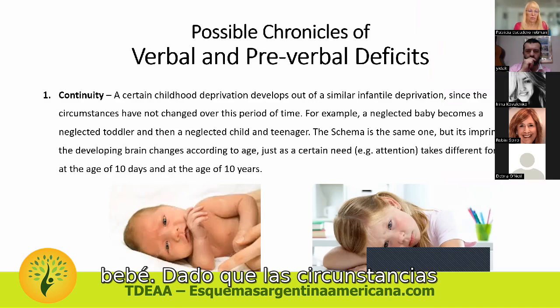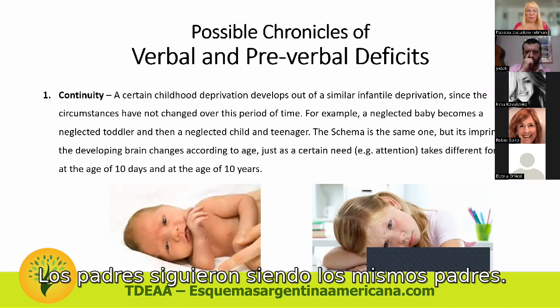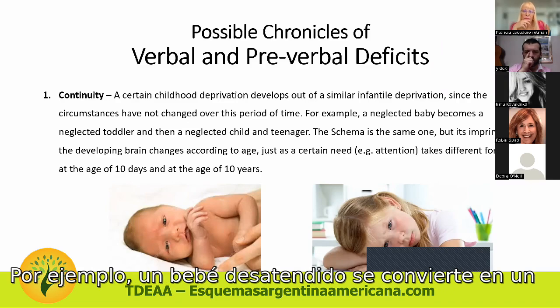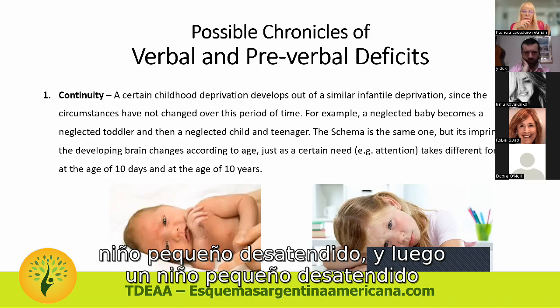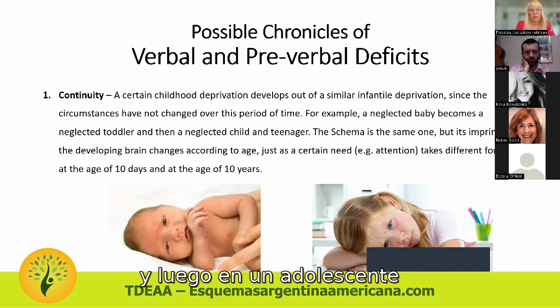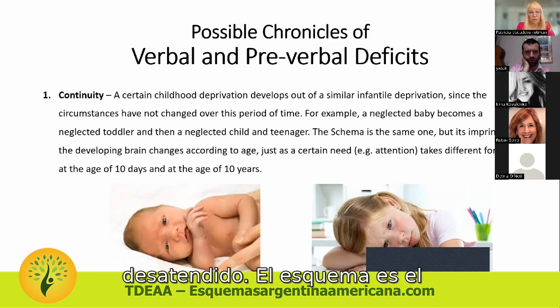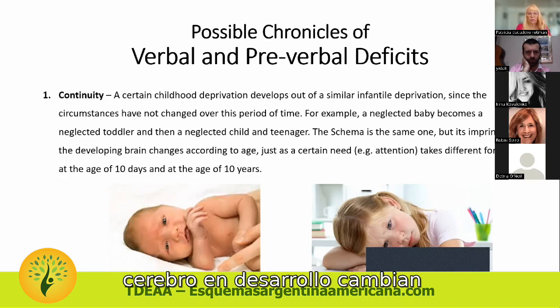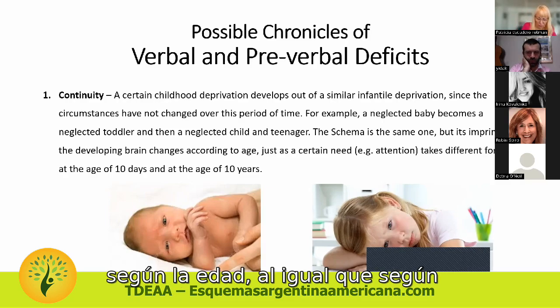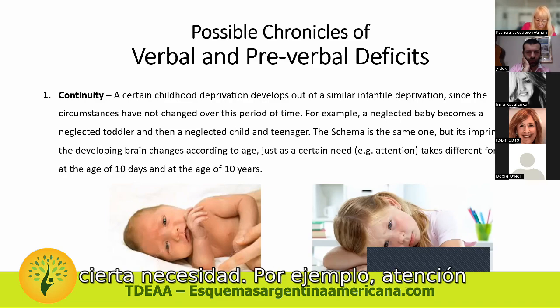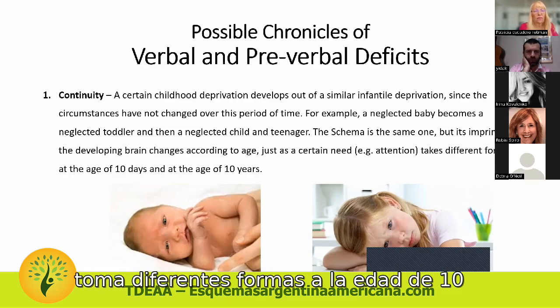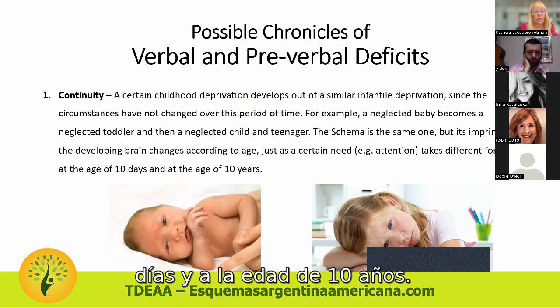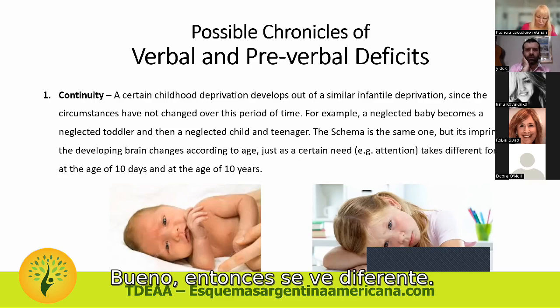Since the circumstances have not changed over this period of time, the parents stayed the same parents. For example, a neglected baby becomes a neglected toddler, and then a neglected child and a neglected teenager. The schema is the same schema, but the imprints on the developing brain change according to age, just as a certain need. For example, attention takes different forms at the age of 10 days and at the age of 10 years. Okay, so it looks different.